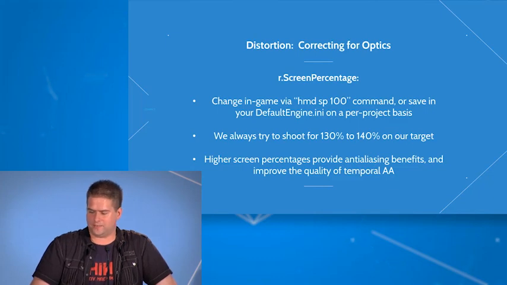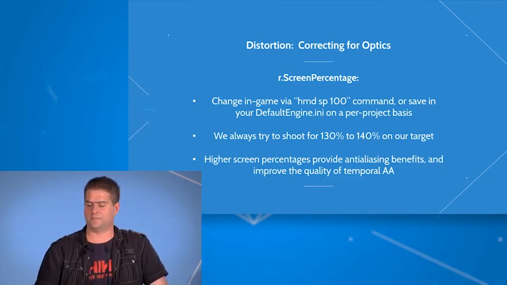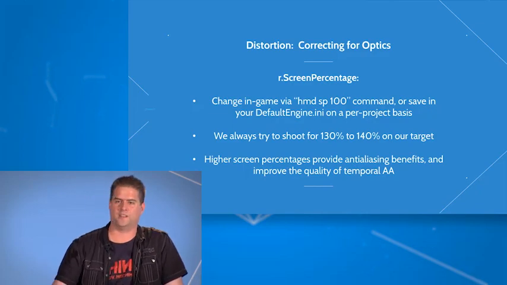In-game, if you're tweaking it, there's a useful command that some people don't know. If you type HMD SP and then a number, that resets the screen percentage. So 100 is 100% of the back buffer, and anything over 100 means that you're rendering to a larger target and scaling down, so it will look better.